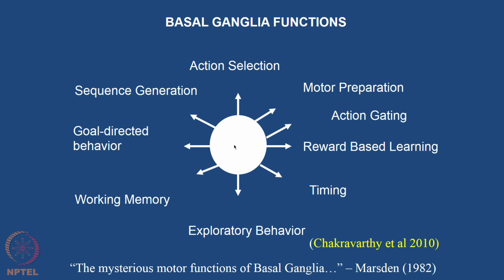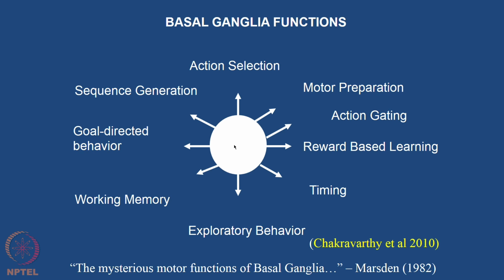And so here is a short list of some of those functions. In fact, there are a lot more functions. These functions shown here are like action selection. How do you choose an action from one of many competing actions? Or how do you perform a sequential movement? How do you perform goal-directed behavior and reward-based learning and timing and so on and so forth? So it has a wide range of functions, and so that's why the famous British neurologist Marsden spoke of the mysterious motor functions of basal ganglia, because it's really quite puzzling how the same subcortical circuit, so it's a very small circuit, right?